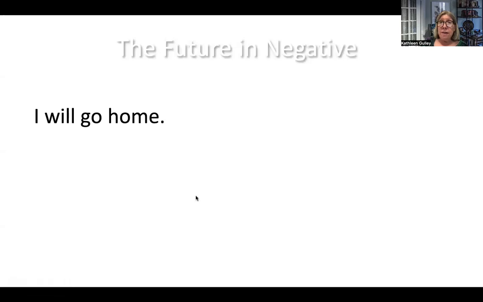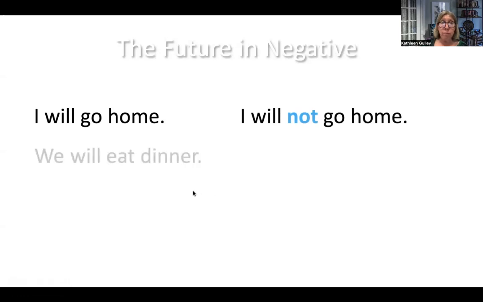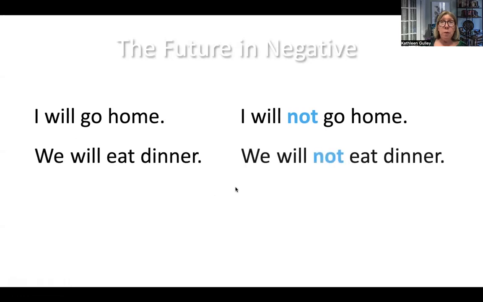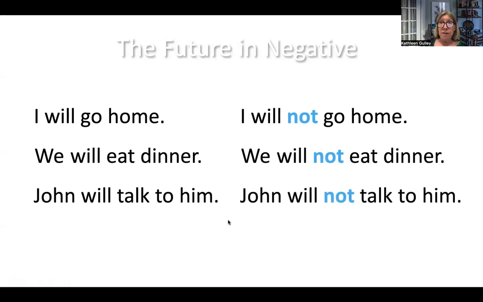To do the negative, we just have to add not after the word will. So instead of I will, it's I will not. I will go home. I will not go home. We will eat dinner. We will not eat dinner. John will talk to him. John will not talk to him.